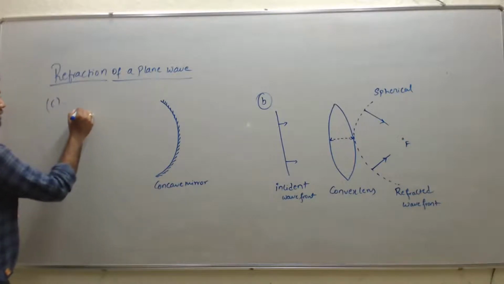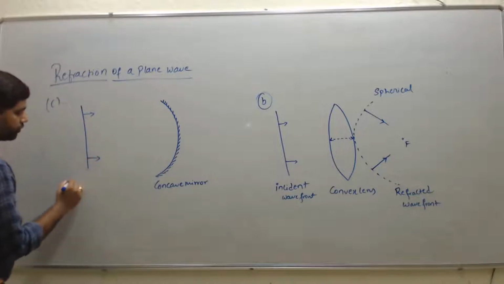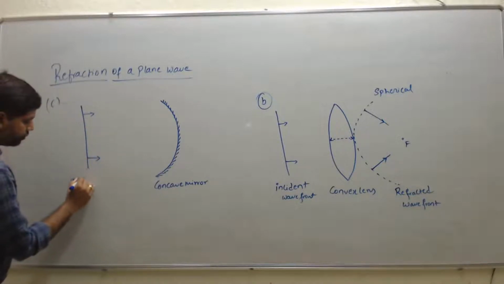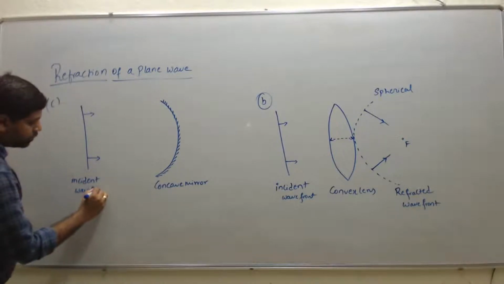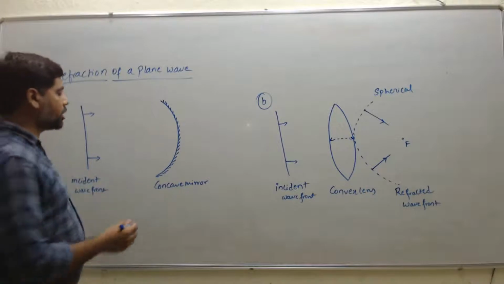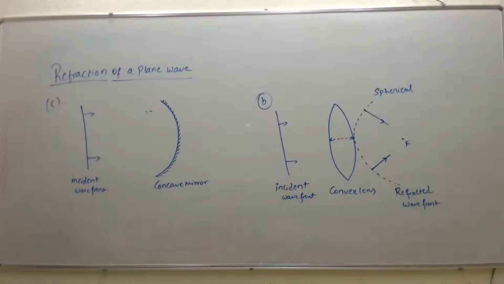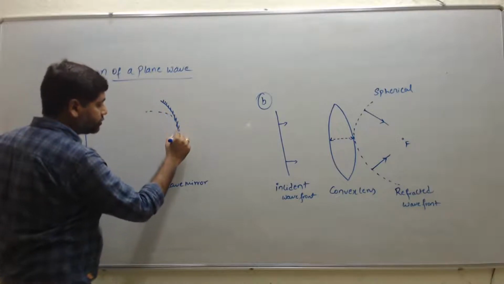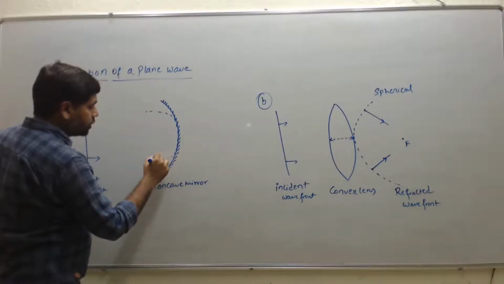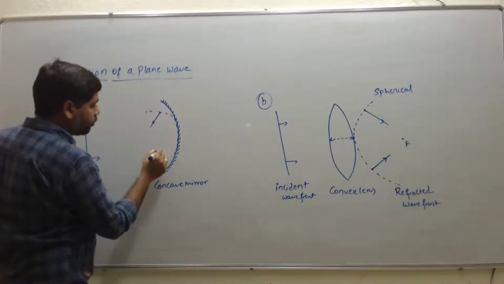Right. So here also we are considering one wavefront, that is a plane wavefront. After the incident wavefront gets incident on the concave mirror, we get the refracted wavefront as a spherical wavefront. So here also we get the spherical wavefront and they converge at the point F.